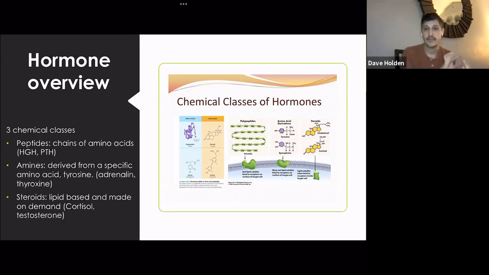Peptide hormones are made of chains of amino acids. That's in fact what the word peptide means. It's a chain of amino acids. You may also know the word peptide as protein. Proteins are chains of amino acids put together in specific orders, right? Building blocks of proteins. Does this sound familiar, guys?